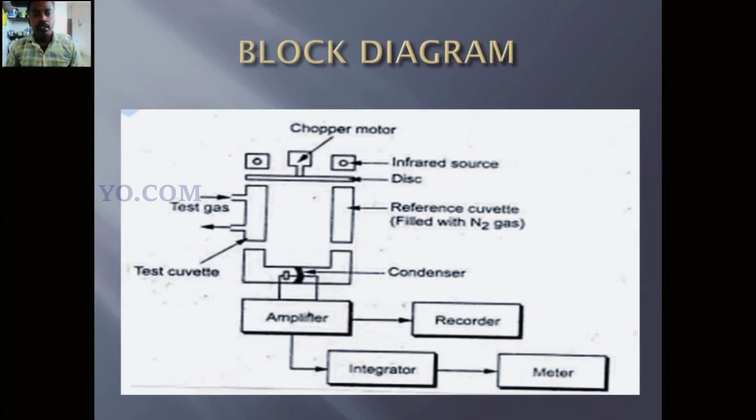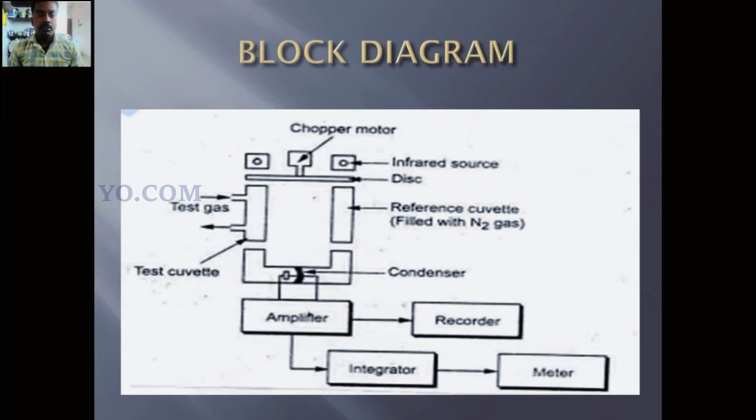See, the detector has two identical portions, that is, the cuvettes. These portions are separated by a thin flexible metal diaphragm. That metal diaphragm is connected with the motor. The detector is filled with a sample of pure CO2 gas, or sometimes nitrogen gas is used. In our block diagram they used nitrogen gas, but we can use pure CO2 gas, because of the absorption of CO2 in the test cuvette.